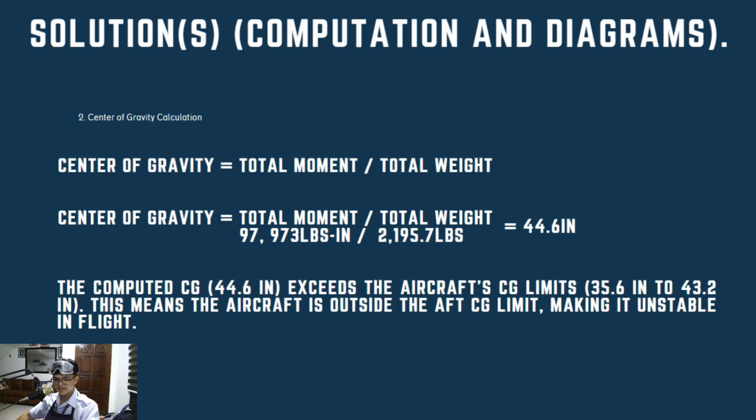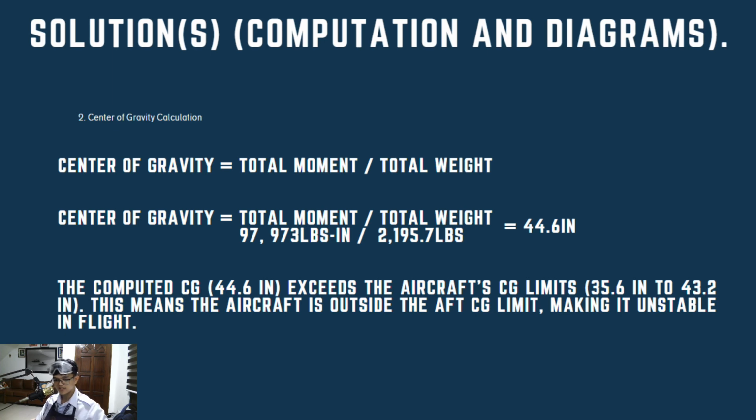So, for the formula of center of gravity, total moment over total weight. So, total moment natin is 97,973 pounds inch, while total weight naman natin is 2,195.7 pounds. So, ang sagot nun is 44.6 inches. Now, sabi kanina, yung CG limit ng ating aircraft is 35.6 inches to 43.2, and yung sagot natin is 44.6. So, the computed CG exceeds the aircraft CG limits. So, this means the aircraft is outside the aft CG limit, making it unstable in flight.